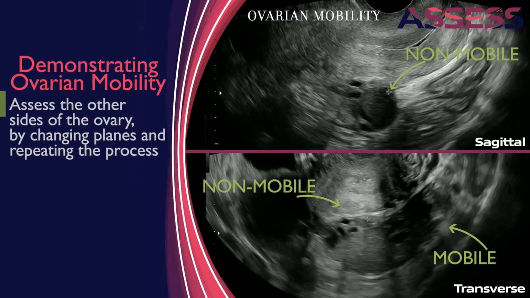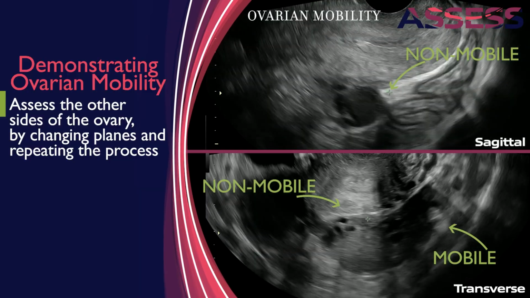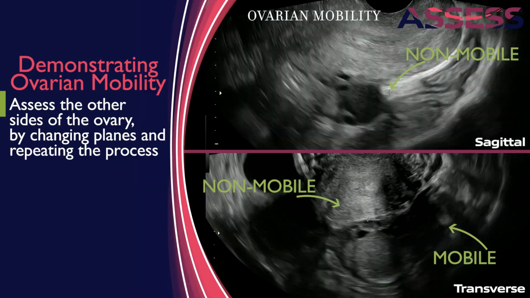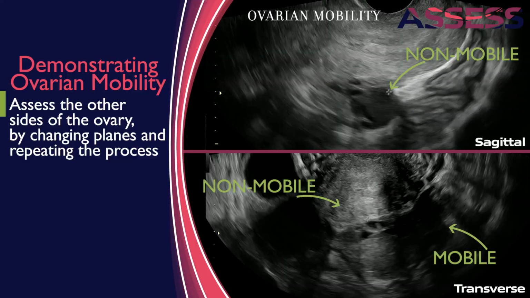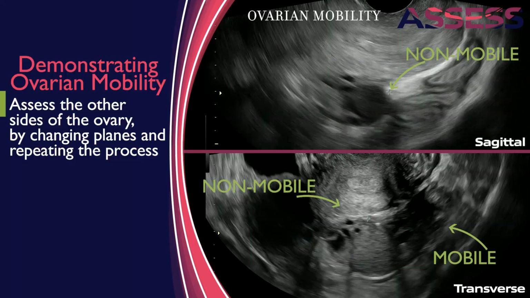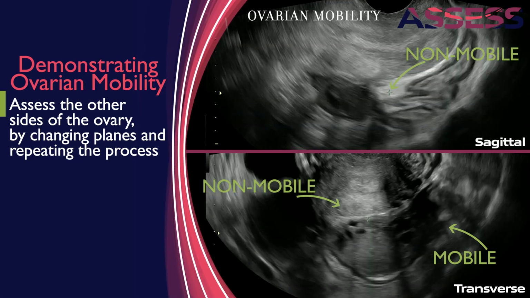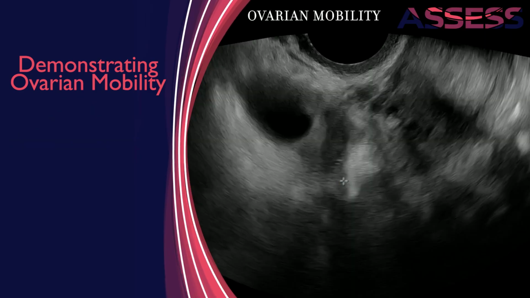Assess all sides of the ovary by turning to the sagittal plane and again pressing slowly and gently to show the motion of the ovary relative to any surrounding bowel and other tissues. Press and release multiple times to allow the chance to investigate the mobility of all borders of the ovary.